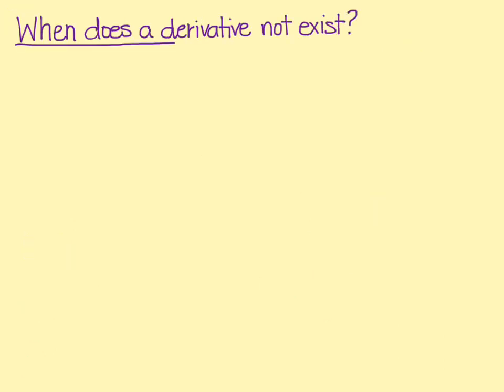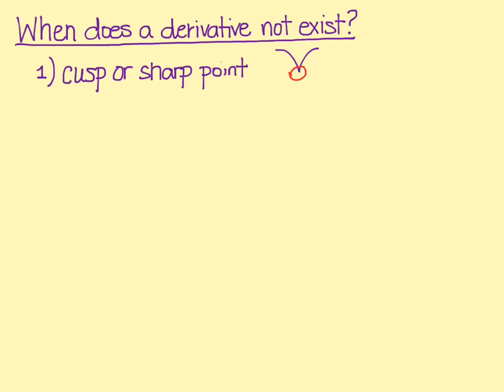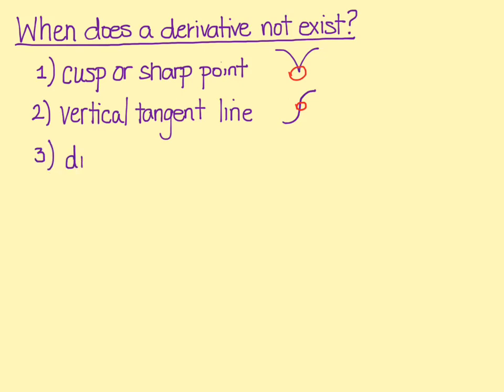So when does a derivative not exist? There's three ways that a derivative cannot exist. The first is at a cusp or a sharp point, just like we see. The second is at a vertical tangent line. Notice that that's different than a vertical asymptote. A vertical asymptote is a point where the curve is going off to infinity. A vertical tangent line is when the tangent line is going off to infinity. So at that point, the tangent line is going to be straight up and down. And the third is at a discontinuity.